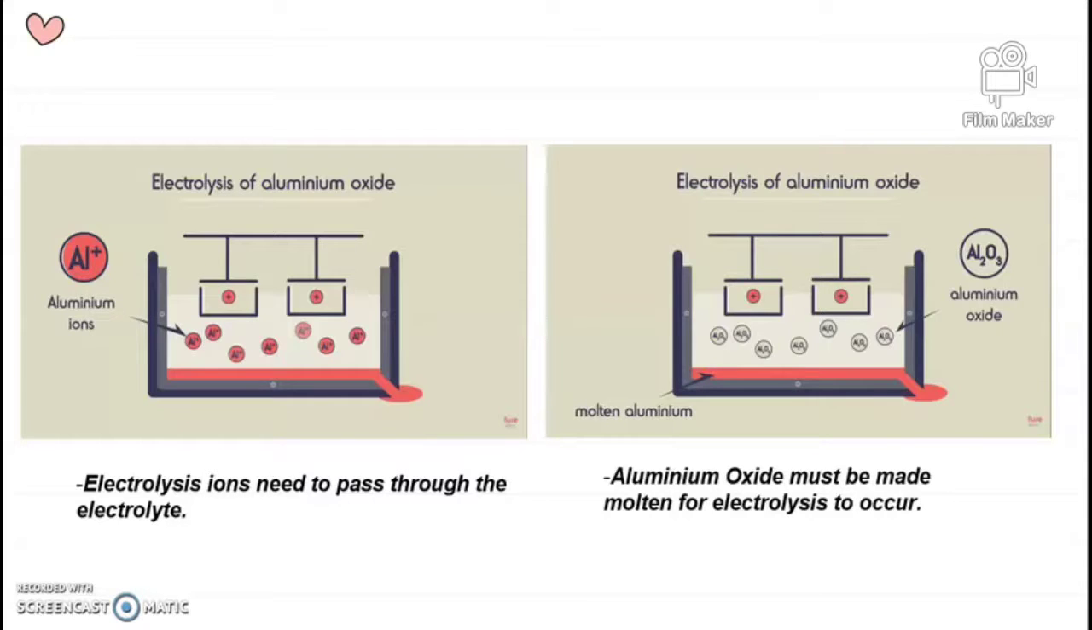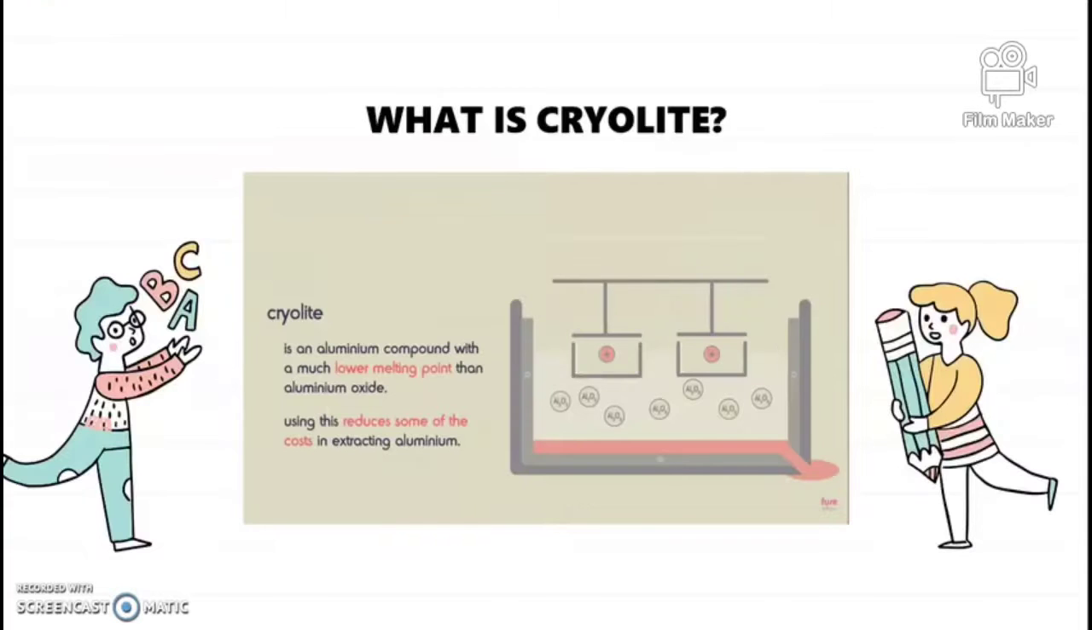In the electrolysis of aluminium oxide, the aluminium oxide must be made molten for electrolysis to occur. This is because Al2O3 has a very high melting point, which is over 2000 degrees Celsius. So, instead of melting it alone, we make it molten for this process to occur. Now, I'm going to introduce to you what is cryolite.